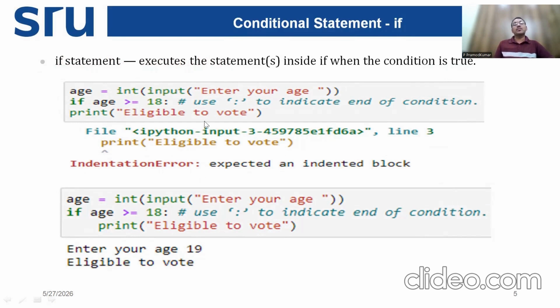Then in the first example, there is a small mistake. The mistake is age equals the input statement. After the input statement, I'm using if. Then after if, I'm not putting the print statement inside a block of code. I'm not creating a block actually. So when there is no indented block created, it leads to an error.